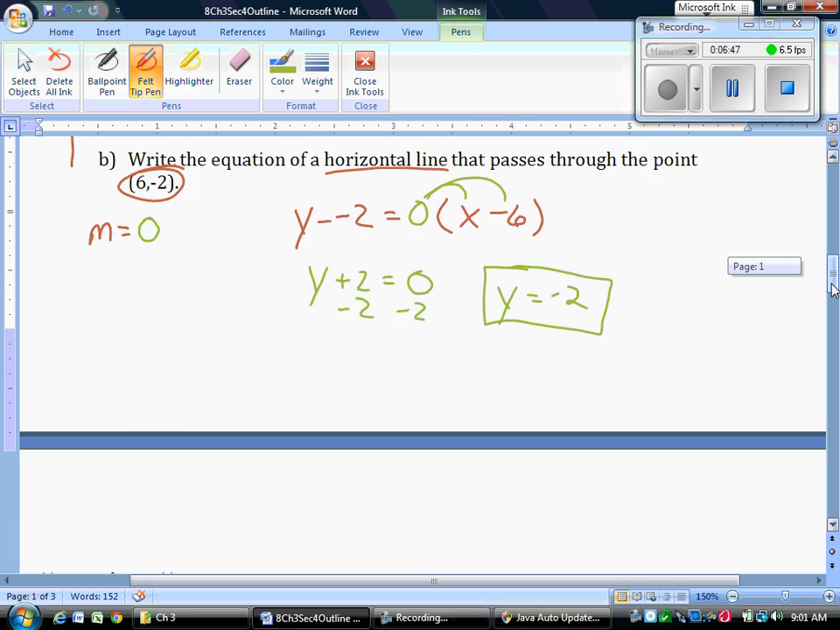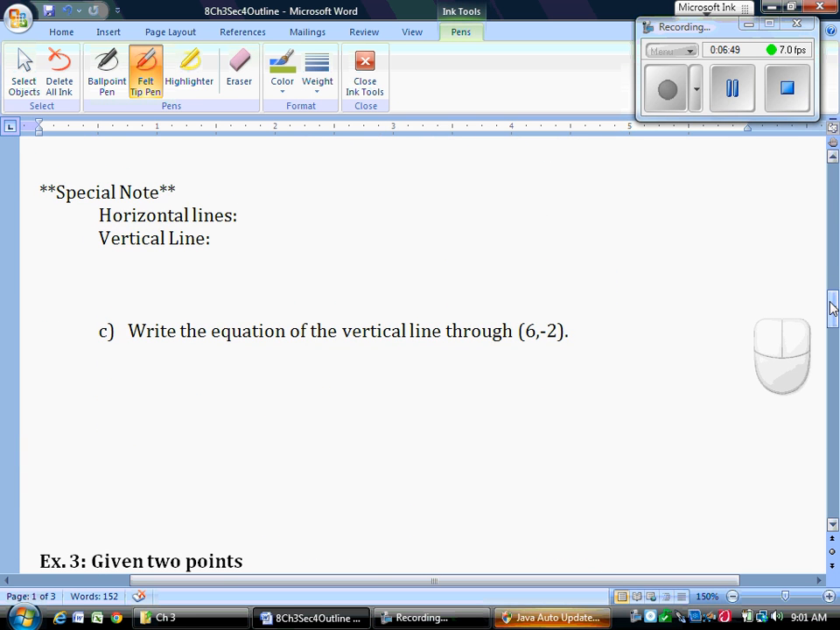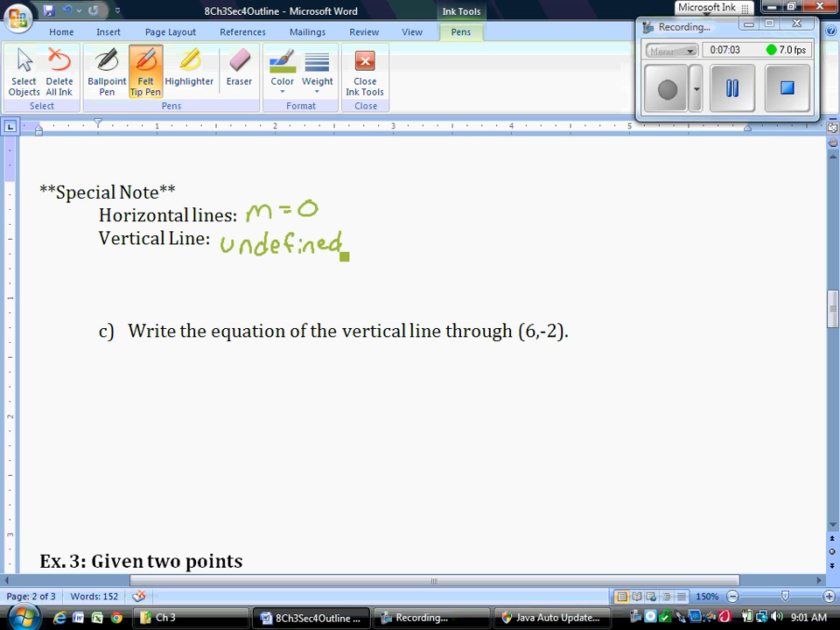All right. Next type of problem you'll see. I'm sorry, special note here that we see. We already talked about it once. Horizontal lines have a slope of 0. Vertical line means it is undefined. Okay? That's something we should remember from a couple sections back.